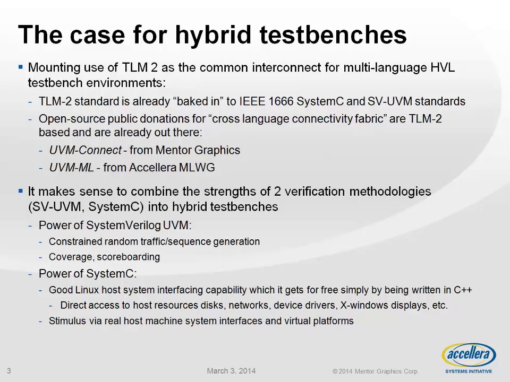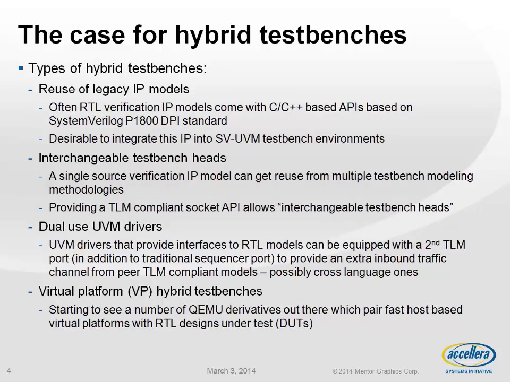And it's also a very good glue language for virtual platforms, which the previous presentation talked quite a bit about. Reuse of legacy IP models. Oftentimes, RTL verification IP models come with C or C++ based APIs that already exist or are already well tested. They're based on DPI coupling between the C model and the RTL transactor. And it's desirable to be able to leverage this IP into SystemVerilog UVM environments without having to rewrite it. So that's a good case for a hybrid test bench of reuse of legacy IP models.